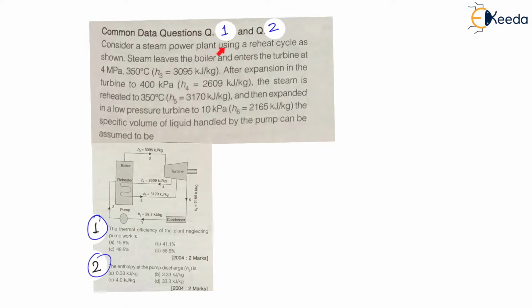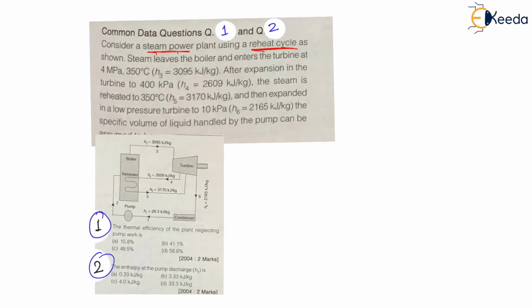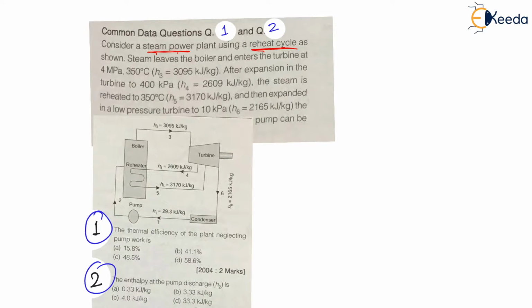Consider a steam power plant using a reheat cycle as shown. Here my dear students, a steam power plant is given. A steam power plant is nothing but a Rankine cycle, and it is a reheat Rankine cycle. The diagram is shown, right? And from the diagram let us draw the Rankine cycle. So let us zoom this diagram first so that we can draw the Rankine cycle here.